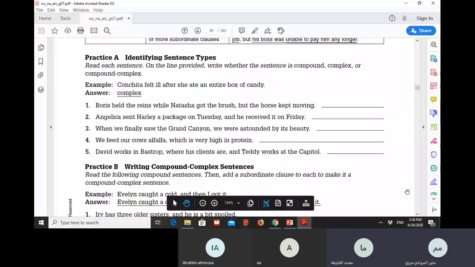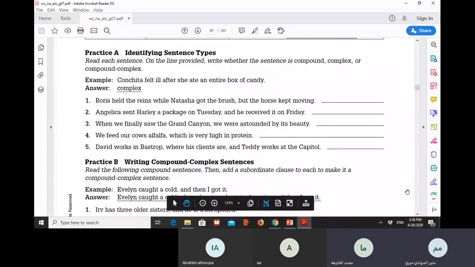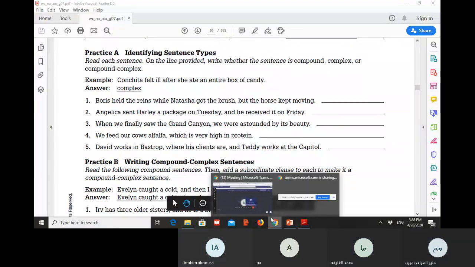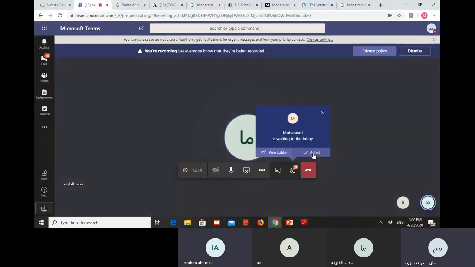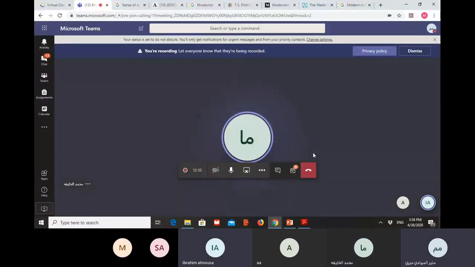So Muhammad Khalifa, before we start with the practice, read each sentence. Is it clear in your mind? What is a compound complex sentence? Can you paraphrase the explanation for me using your own words? Teacher, I didn't get it. Excuse me? I didn't get it. Who is it? Ibrahim Al Musa.